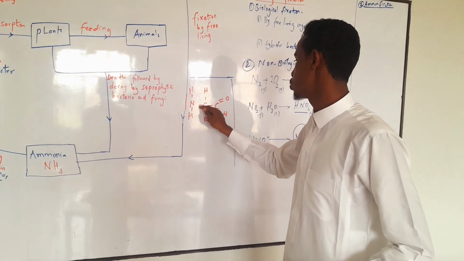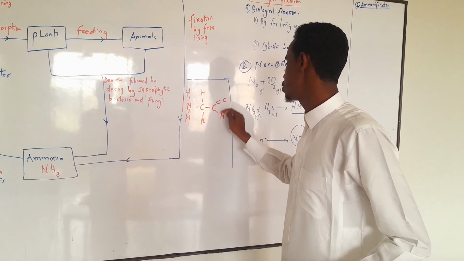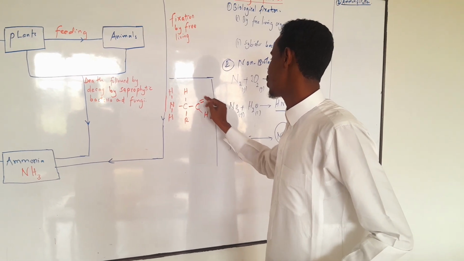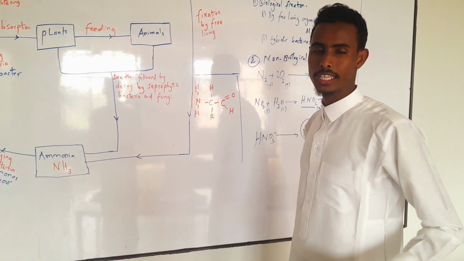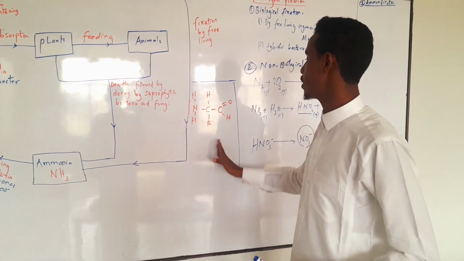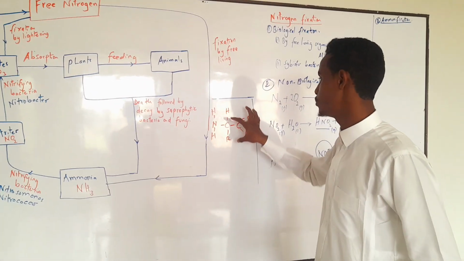That is 1, 2, 3, 4. And for this one, 1, 2, 3, 4. Maybe you may be wondering why we are giving this one: we are trying to balance the covalent bonds found in carbon. And therefore, this is the structure of an amino acid.